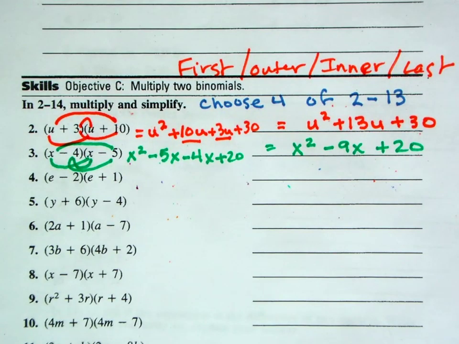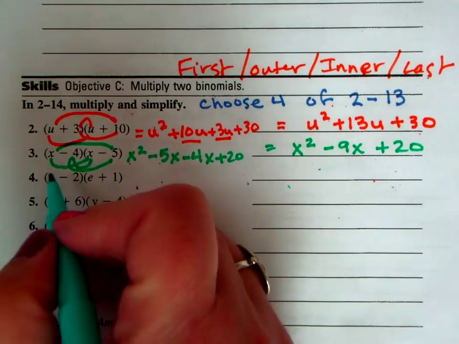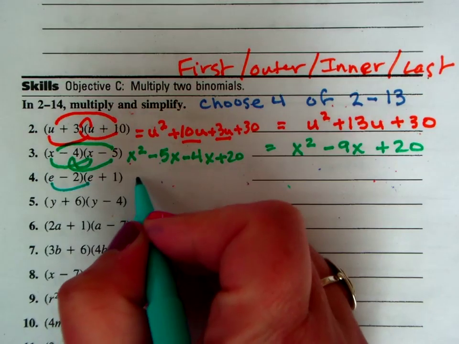20. Okay, same thing for this next one. e times e gives me e squared.